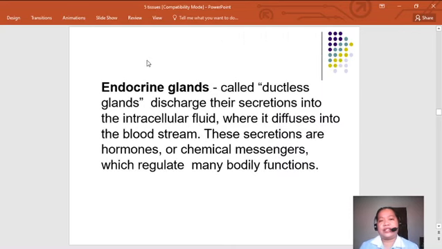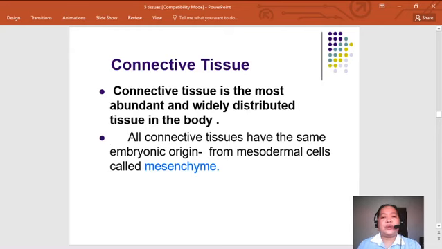So endocrine glands, called ductless glands, discharge the secretion in the intracellular fluid where it diffuses into the bloodstream. These secretions are hormones or chemical messengers, like those between the synapse of the ends of neurons, which regulate mainly body functions. So we're done on the epithelial tissue.